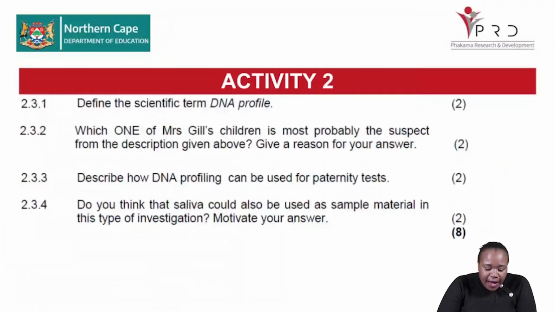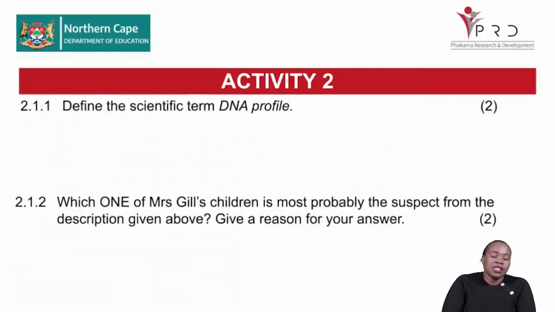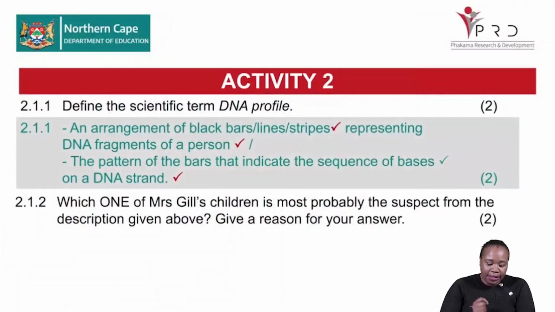It says, define the scientific term DNA profile. What is a DNA profile? Remember, when we talk about a DNA profile, we will be talking about the black bands or the black bars that are found on an X-ray from the DNA that was provided by an individual. So you can answer it two ways. It is an arrangement of the black bars, lines, or stripes representing the DNA fragments of a person, right? Or you can say the pattern of bars that indicate the sequence of bases on a DNA strand.